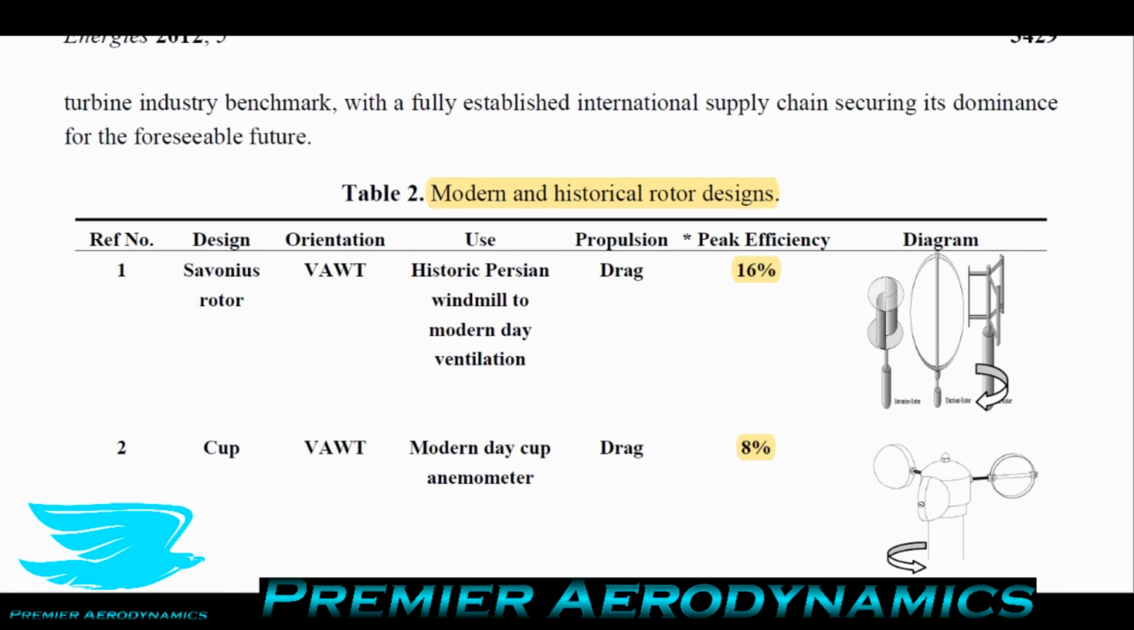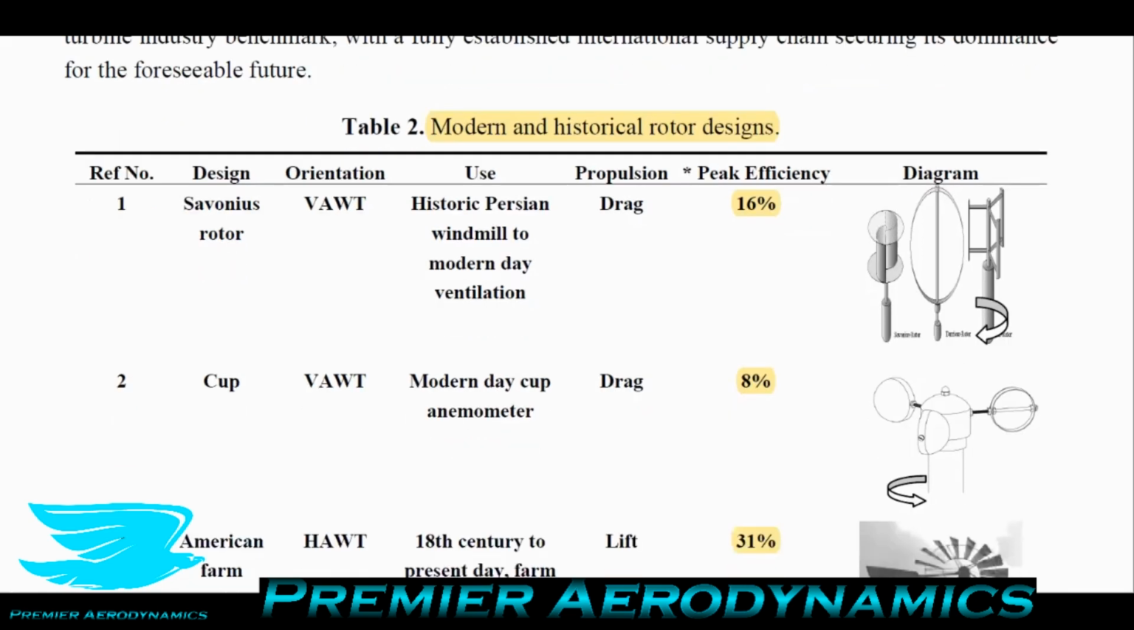As I mentioned, this paper is really good. You should download it and read it yourself because there's a lot of information in here. This table is indicative of that. So they have modern and historical rotor designs. They have ones called Savonius rotors, and they're ancient designs, and they do have some interest these days, but that's mainly more research based than in practice. And they use drag, so they have little plates that rotate around, and you generate the force through drag. And the maximum efficiency is 16%.